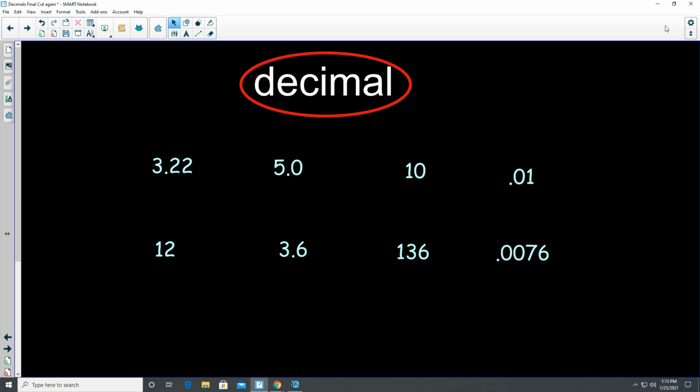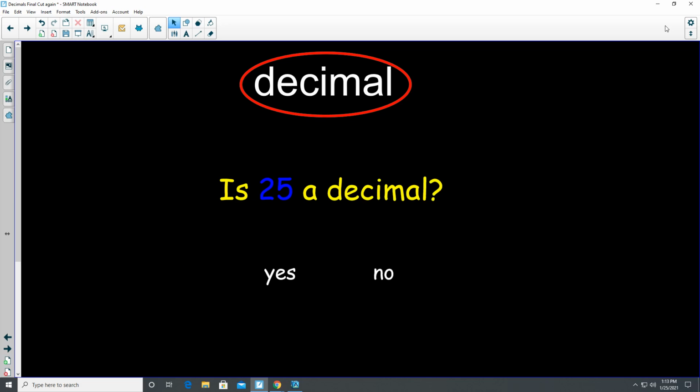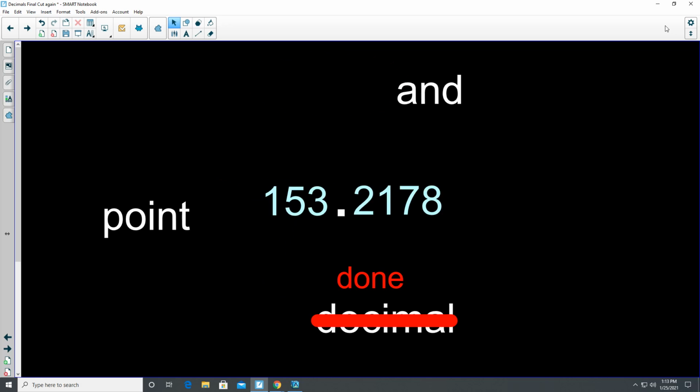How many of these numbers are decimals? Well, these ones are, and these ones aren't. The blue ones are not, like 12, 10, and 136. They are not decimals because they don't have this. They don't have that little dot. See? Not there. So is 25 a decimal? No, it doesn't have a dot. Is 25.1 a decimal? Yes, because it has a dot.